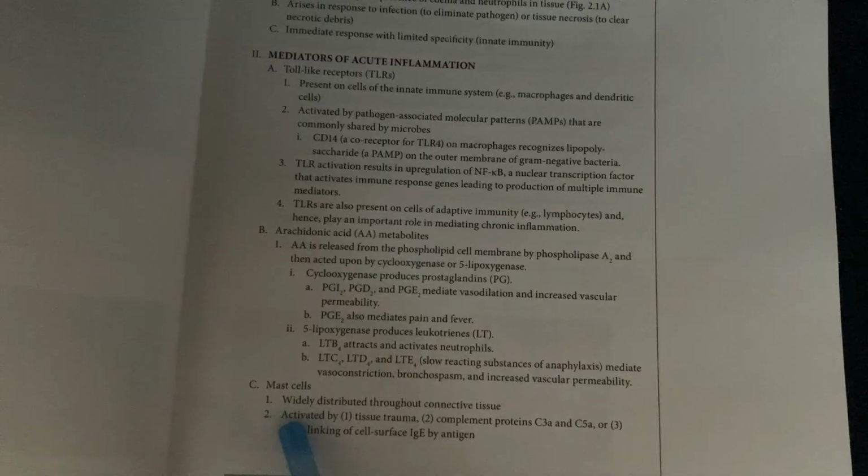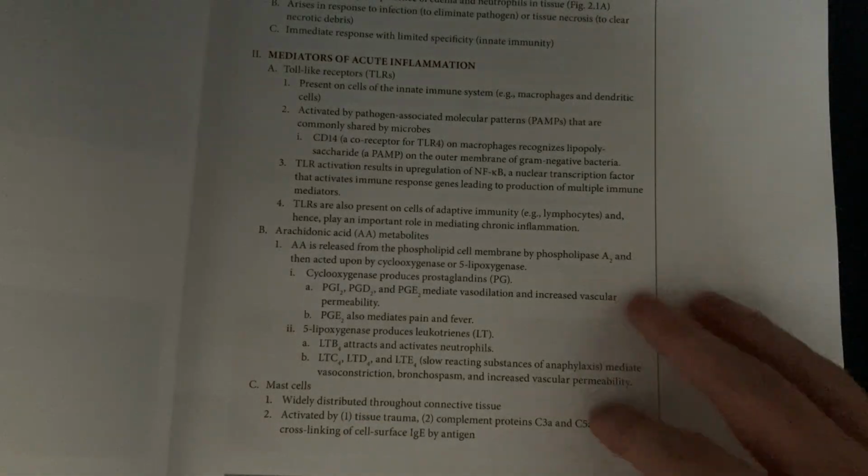And the mast cells are activated by tissue trauma or complement proteins C3a and C5a, or cross-linking of cell surface immunoglobulin E by the antigen. So again, mast cells are activated by tissue trauma, the complement proteins C3a and C5a, or the cross-linkage of the cell surface IgE by the antigen. And they're widely distributed throughout the connective tissue.